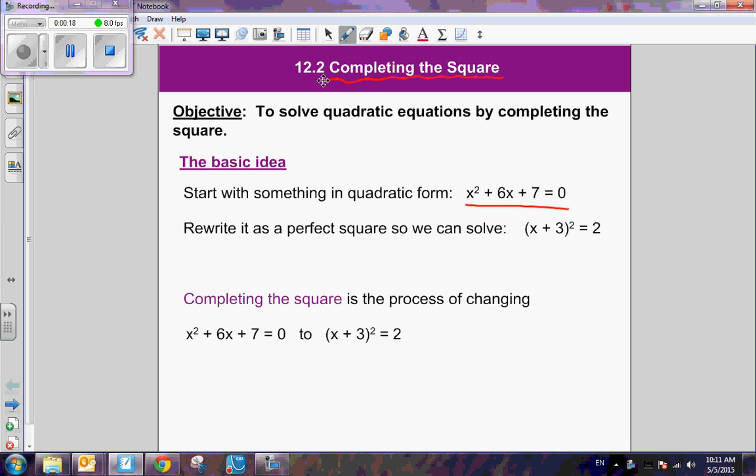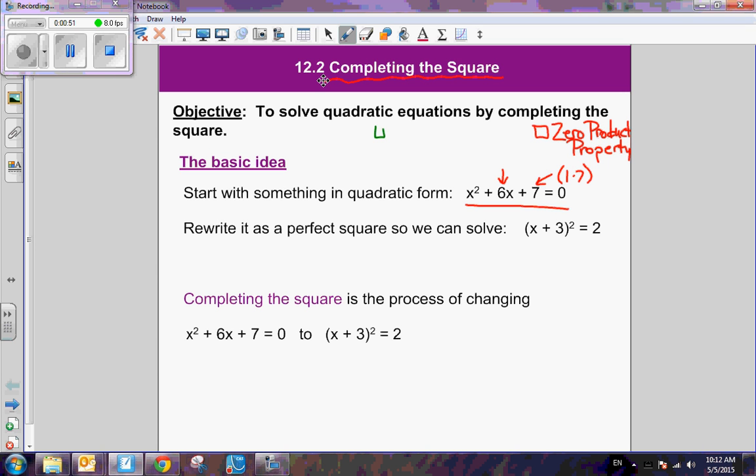Now, at this point, we have learned two methods for solving a quadratic equation. The first method is the zero product property. And remember, that's when you factor a quadratic equation, and then you set each of its factors equal to zero. Well, if we look at this problem, are there any factors of 7 that would add up to 6? Well, we know 7 is a prime number, so it's just 1 times 7, and that does not add up to 6. So therefore, the zero product property would not work.